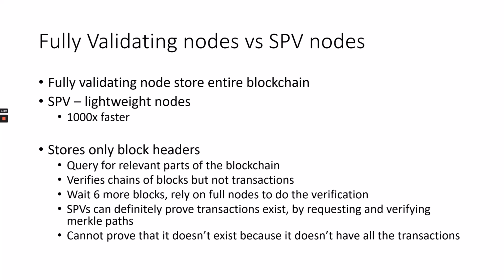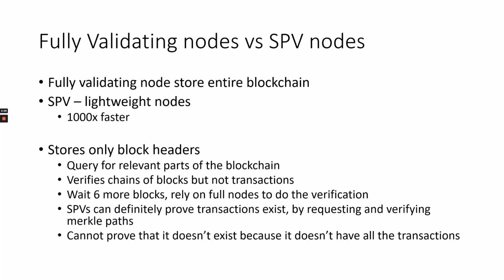So SPVs skip that part, which by definition makes them very light, meaning they don't carry a whole lot of information. They carry enough to string the blockchain together and to verify chains of blocks, right? So you can check which block is referencing which block because you have the headers. But you can't really do any verification at the transaction level. So if you ever need specific information, the way that these nodes work is that they query other nodes for relevant parts of the blockchain, relevant bits of information.